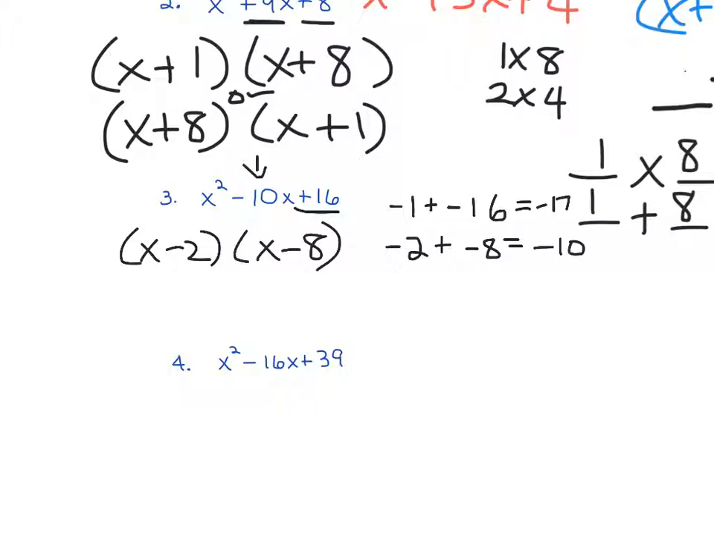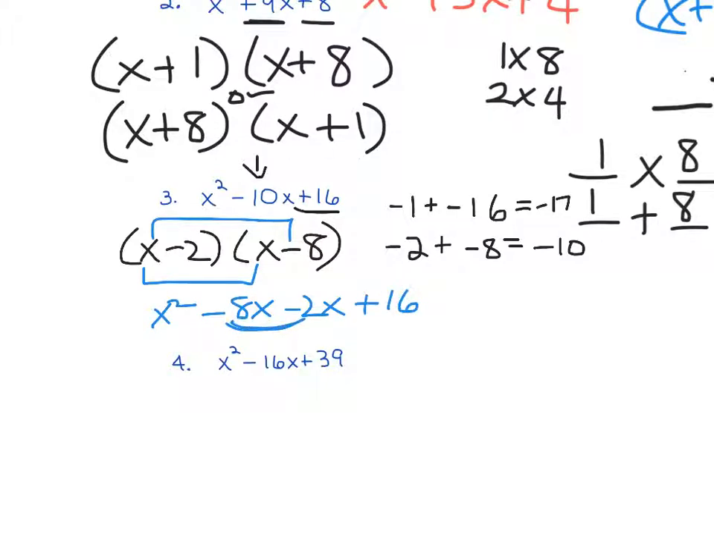Again, FOIL it. It's going to save so many of your answers if you've got the wrong factors or the wrong signs. So x squared, outside. Essentially, the key thing we should be focusing on is the outside and the inside. So once I add those outside and insides, I do get the -10x, and the x squared and the 16 were already set.